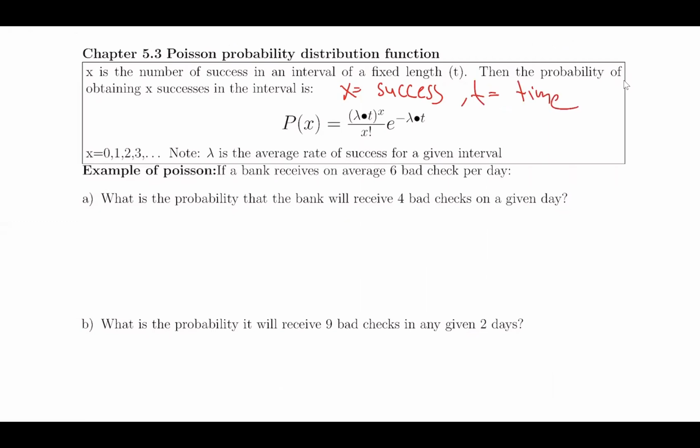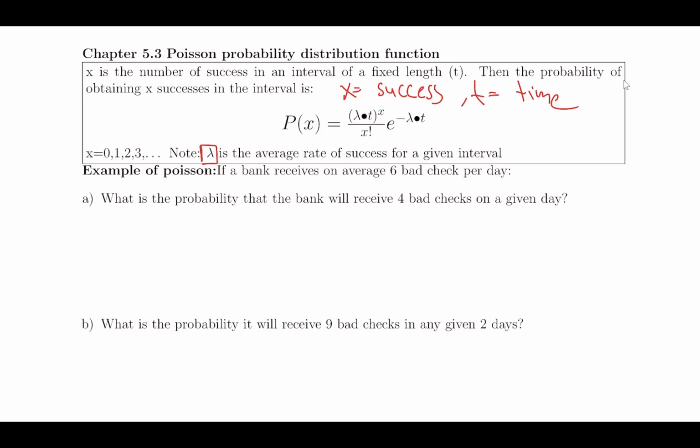The time just goes along with the lambda, because with time you can tell how much time has passed, like how many hours, how many minutes, or how many days have passed. Lambda is this symbol over here, and it represents how many successes we want for a time period. Lambda will tell us we want 5 successes in this hour, or 5 successes for this day.